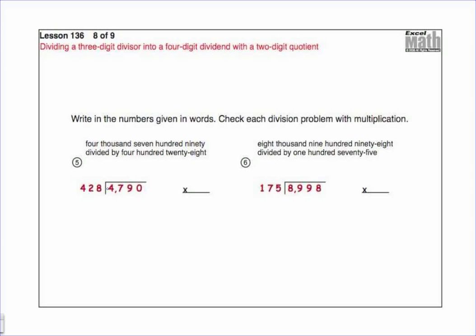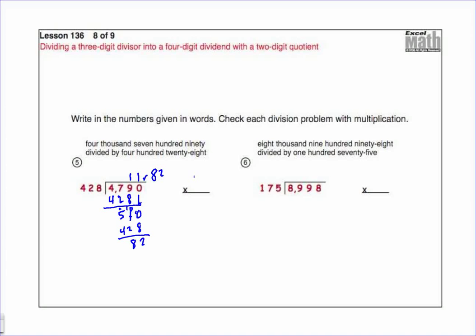All right, this is what you should have written on your paper. So 428 into 479 obviously goes once. 428, we're going to subtract and get 51. Then I bring down the 0. 428 into 510 obviously goes once again. 428. And I have to regroup here. So 10 minus 8 is 2. That's now a 0. I have to regroup from this. 10 minus 2 is 8. And so we have 82 as our remainder.